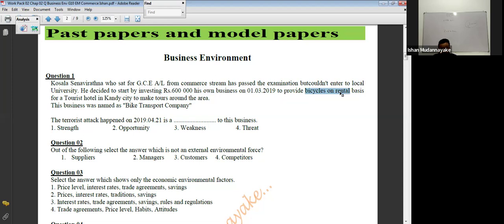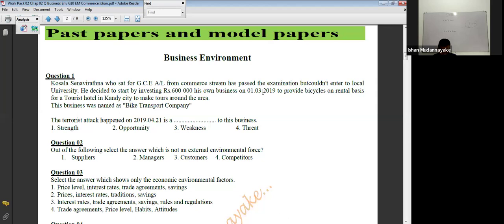Now, I have seen bicycle renting businesses in Maduwilla area, near Nugegoda, Kalautugoda area. I have seen one of the bicycle renting businesses near Nugegoda. Yes, I have seen bicycle renting businesses. I can't remember the name.